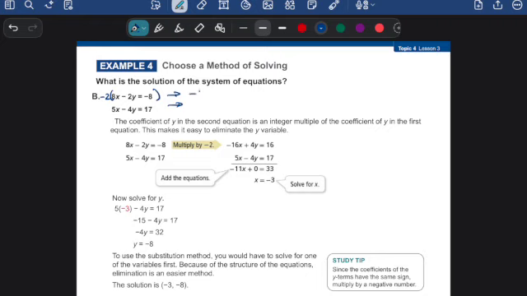So after we do that, we get negative 16x plus 4y equals, don't forget to multiply by the constant, equals 16. And then rewrite the second.